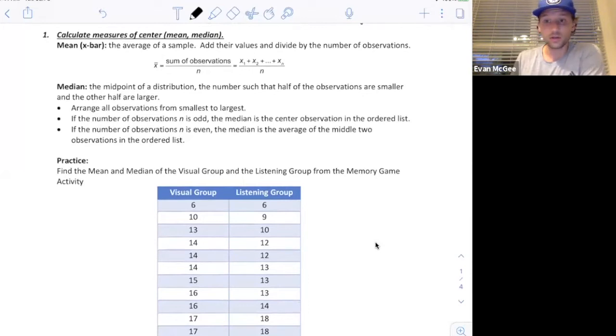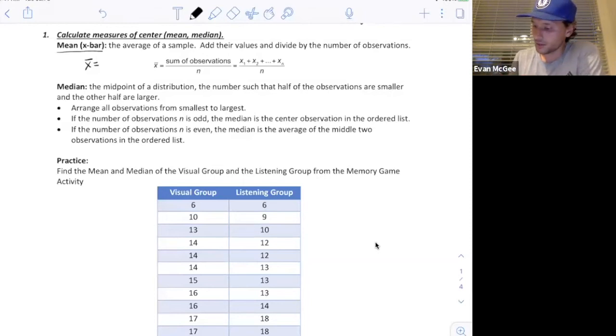So one thing to know about when we're calculating the mean, another word for the mean that you're going to see in statistics is X bar. X bar is just another way of saying the average. But in this case, X bar is going to be from a sample. We'll talk about that later in the semester. So it's the average of all the observations. And an observation is just an individual numerical value from your data set.